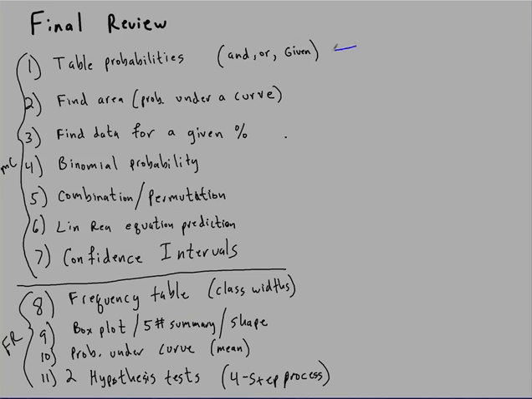The first thing is table probabilities. Table probabilities are all these ANDs, ORs, or givens, especially these two right here, which you need to concentrate on. This is like the one with driver intoxicated, driver not intoxicated, pedestrian intoxicated, pedestrian not intoxicated, and they gave you numbers like 100, 200, 150 and 100. It asked what's the probability that the driver or the pedestrian was intoxicated.